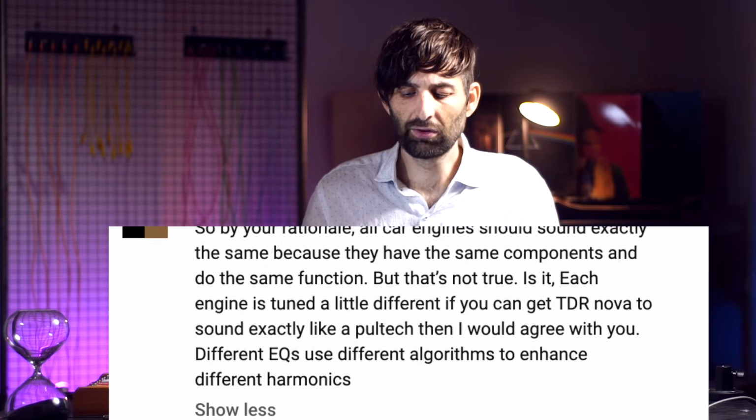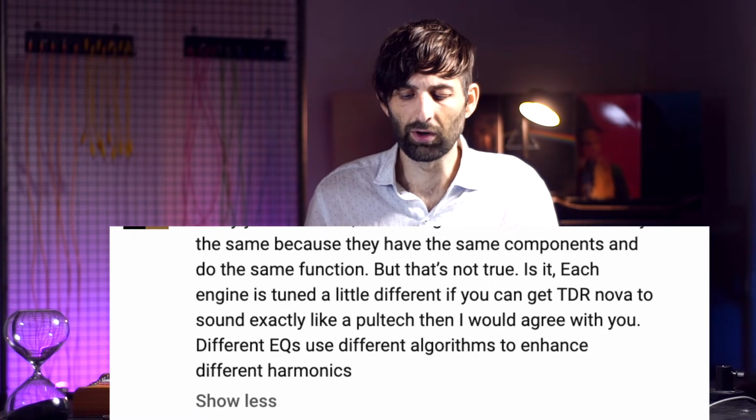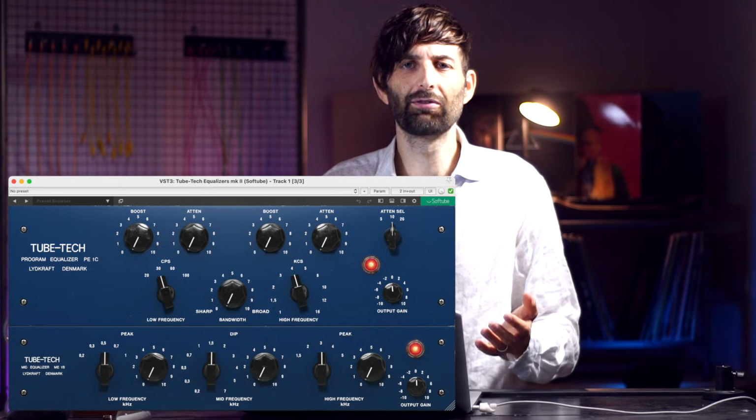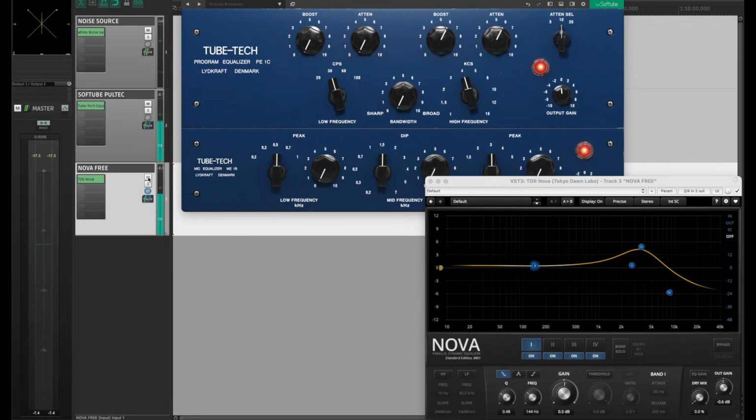Different EQs use different algorithms to enhance different harmonics. Challenge accepted. Let's get Nova to sound like a Pultec EQ. So I've got here the Softube Tech EQ, which is supposed to be a Pultec. So let's have a look at that. So it nulls pretty well. The delta is quite low.